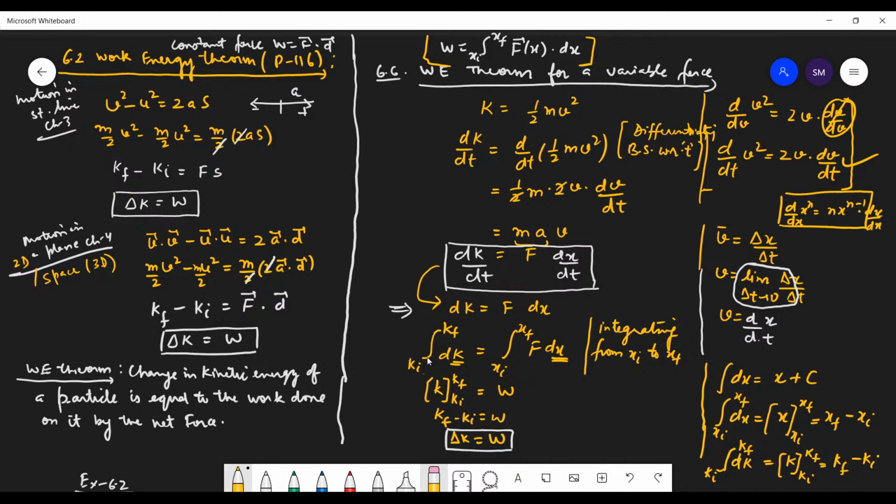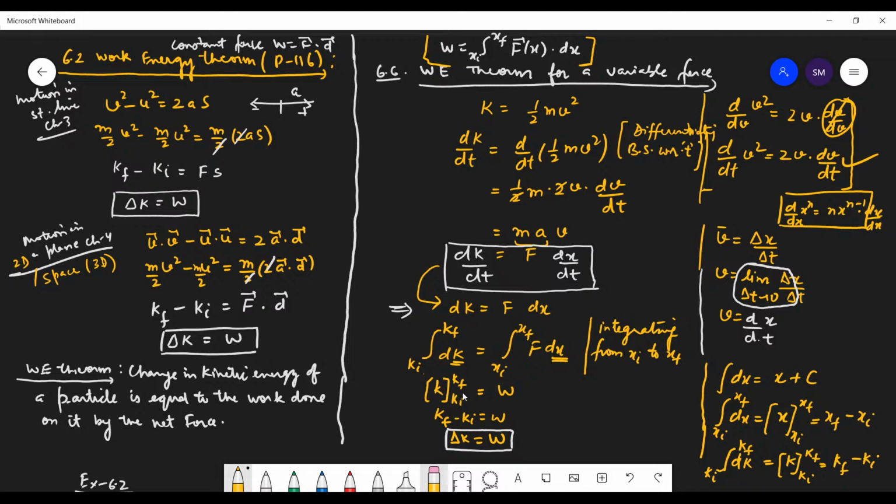Now integrating both sides. Here there is a change in kinetic energy, so I need to take the limits of kinetic energy, from initial kinetic energy to final kinetic energy. Here it is displacement, so I need to take the limits of displacement, xi to xf. At xi the kinetic energy was Ki, and at xf the kinetic energy is Kf. Students, we need to be careful about the lower limit and the upper limit. We need to write the limits according to the change we are talking about.